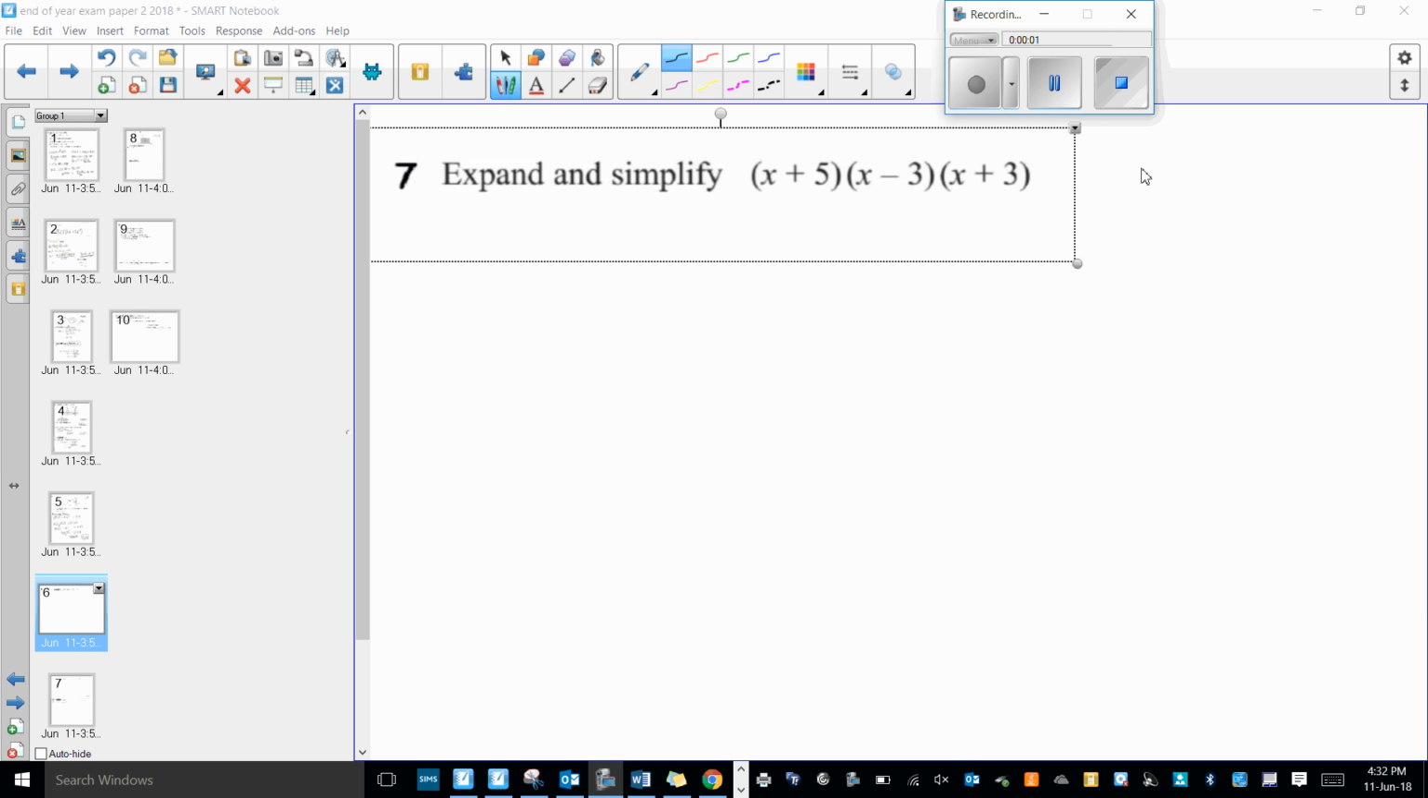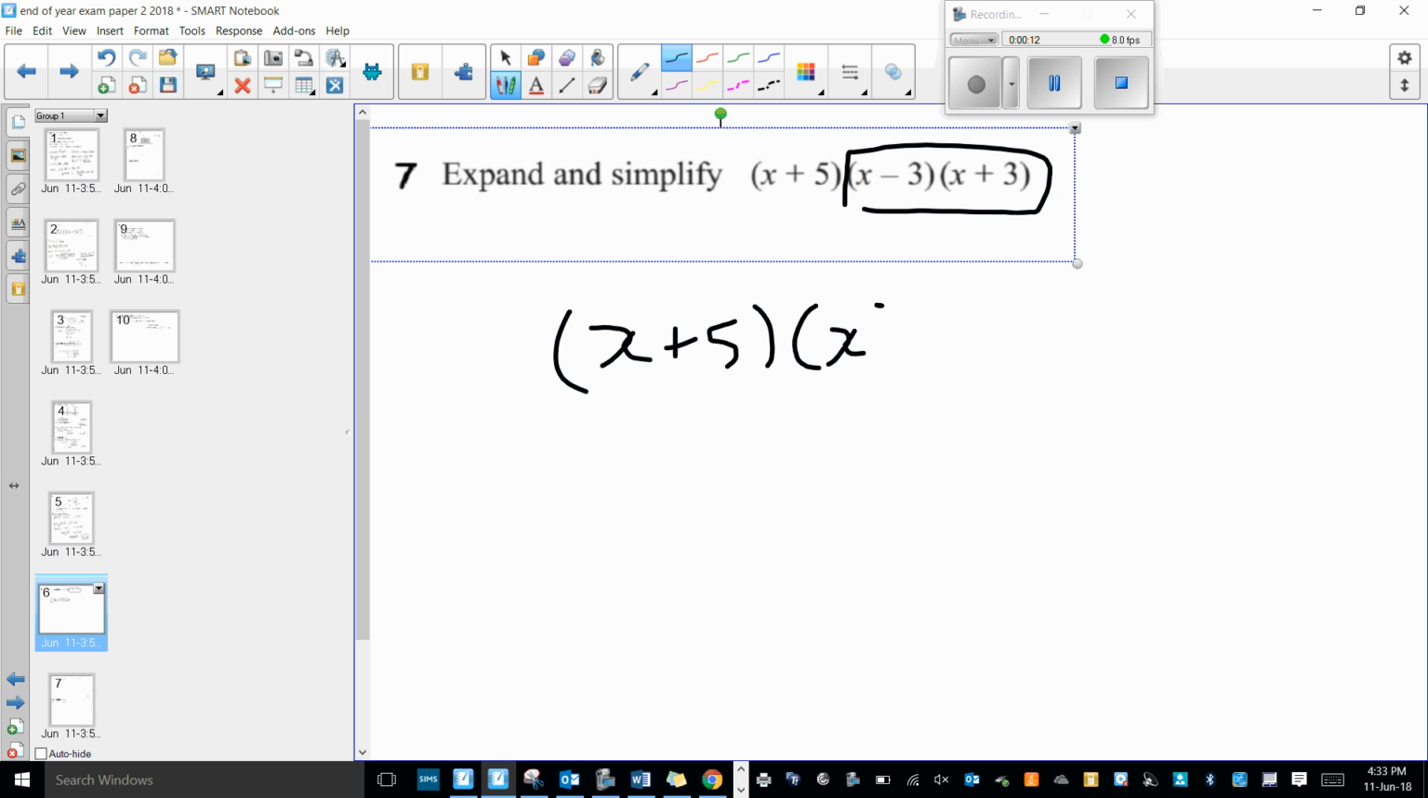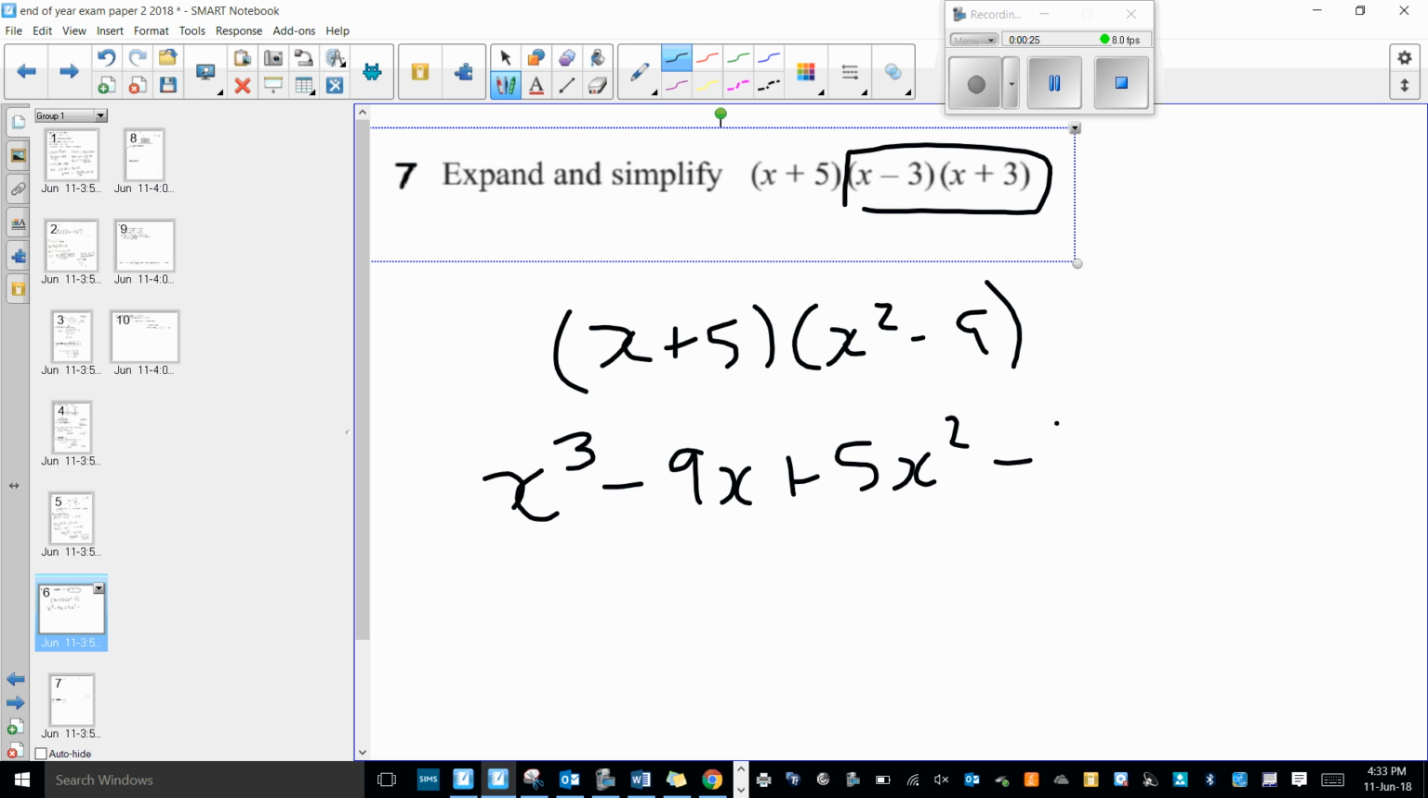Focus on two brackets. I'm going to focus on these simply because I can see it's the difference of two squares. So I've got x plus 5 multiplied by x squared minus 9. And I then get x cubed minus 9x plus 5x squared minus 45. So let's put it in a nice order. Done.